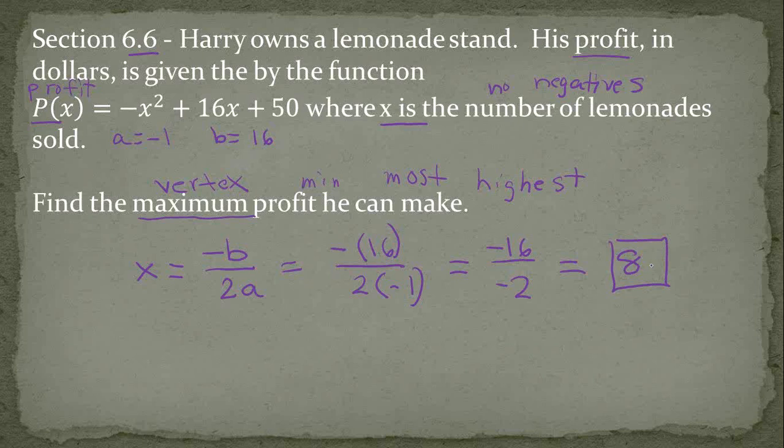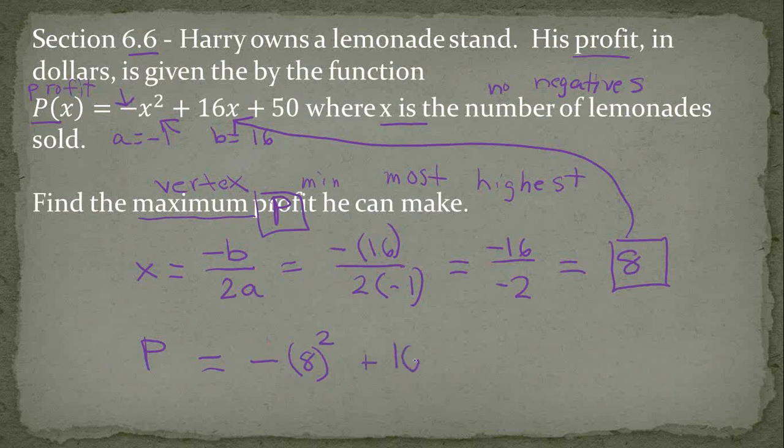Now do not choose that as your answer. The question did not ask how many lemonades. It says find the maximum profit. We need to solve and find profit, P. So don't forget to do the second step and plug 8 back into the original for the x's. So profit equals negative. Don't forget to copy down that negative sign. It's negative. Then plug in x and square it.